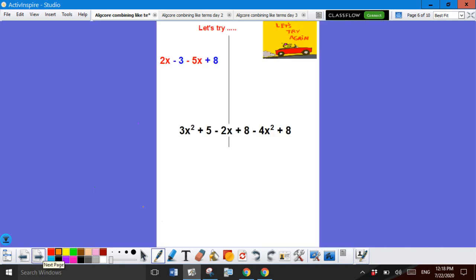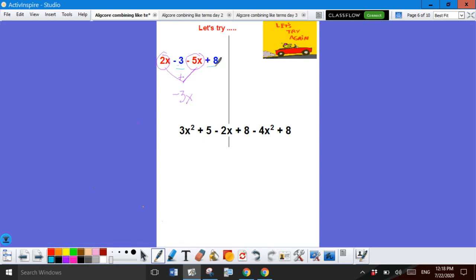Okay, now let's take a look at them in an actual equation or an expression. Now, I like to use a V to help me find the like terms, and I also like to circle. So I have 2 plus negative 5. Now notice I circled the negative with the 5. Keep the sign with the number. 2 plus negative 5 is negative 3x.